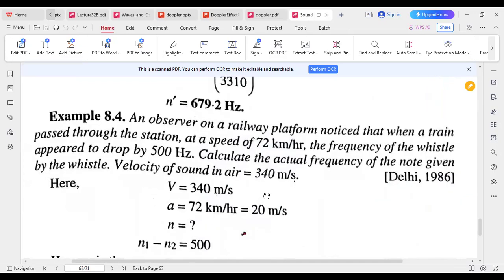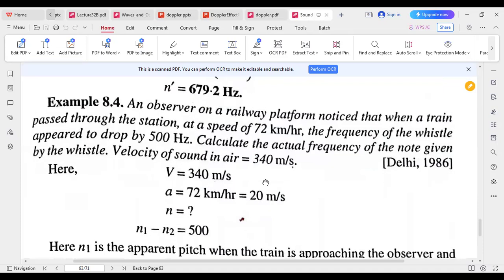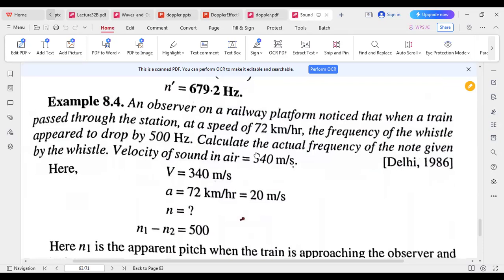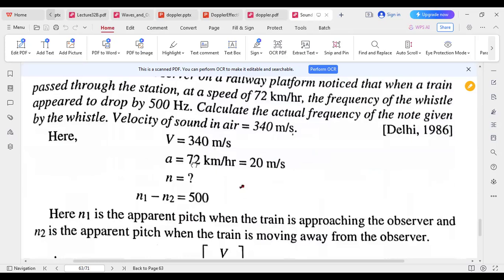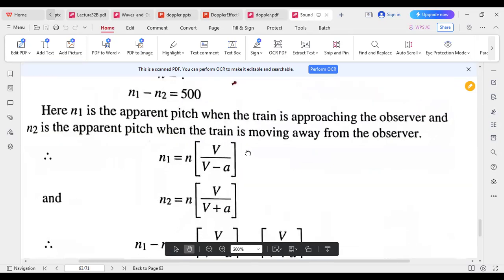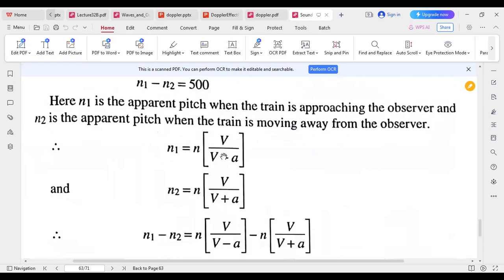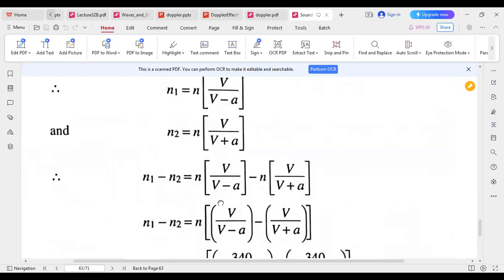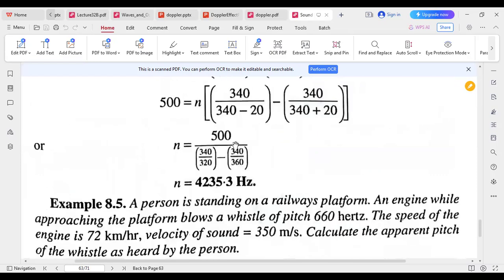Now another example, same example. Calculate the actual frequency of the note given by the whistle. Velocity of sound is this. We have to find out the n. n1 minus n2 equals 500. n1 is the apparent pitch when the train is approaching the observer, and n2 is the apparent pitch when the train is moving away from the observer. So we get the equation, and this.